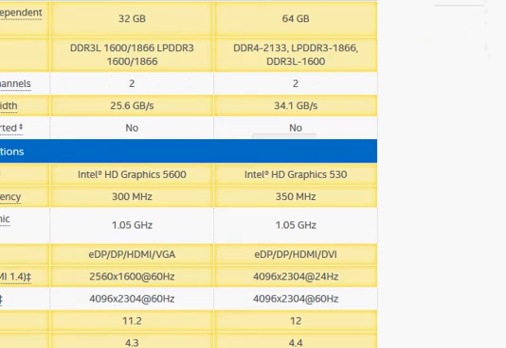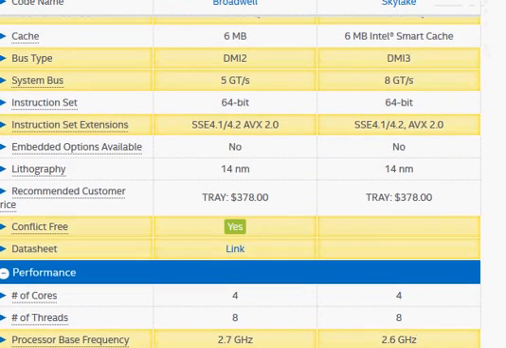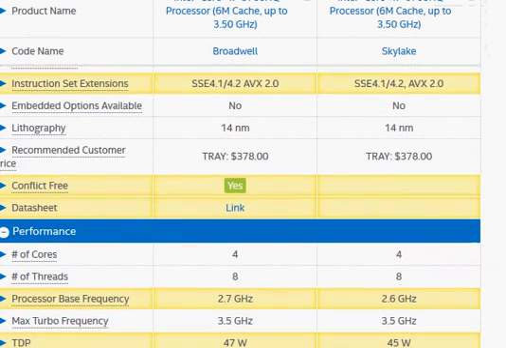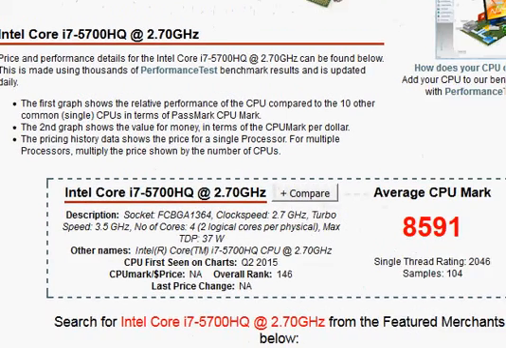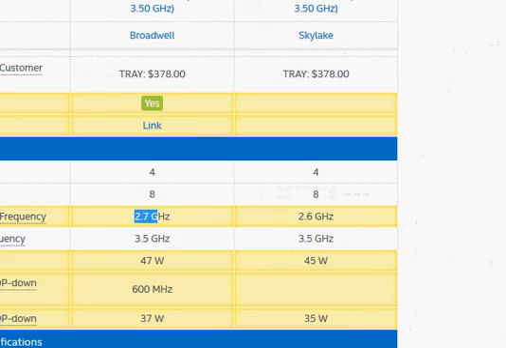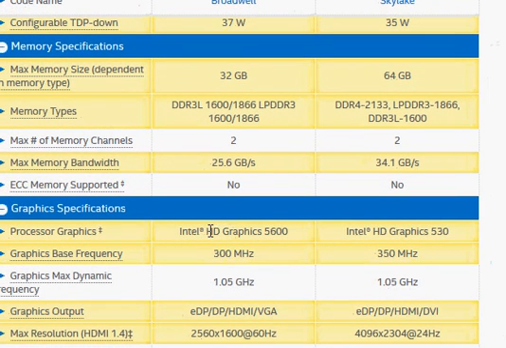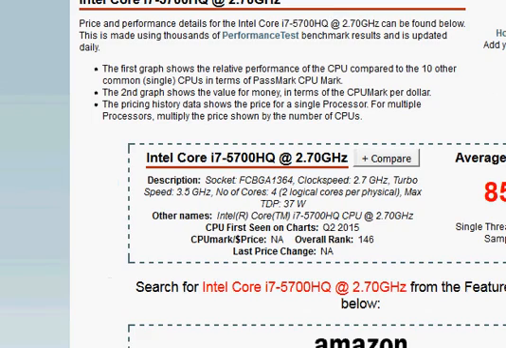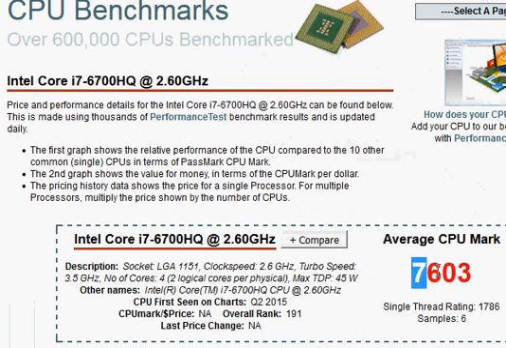that shows their processor clock frequencies are about the same. Of course, slightly faster for the 5700HQ, but that's not something that can make up for that much of a difference as shown, 8591 versus 7603. So what it has to do with is the integrated graphics, which is HD Graphics 5600 versus HD Graphics 530. The PassMark score also takes into account the integrated graphics performance when it calculates the final score, and that's one reason we can think of that these two CPUs are so different in their benchmark score.